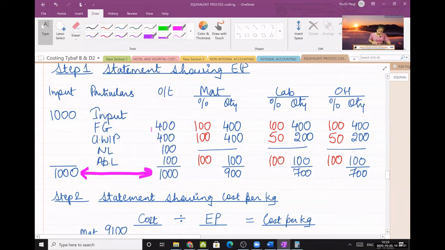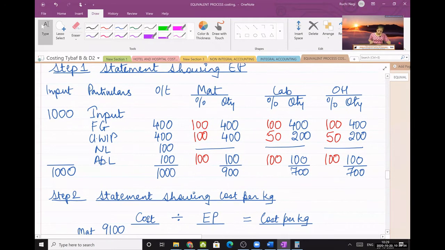How much is the output column? 400 plus 400 is 800. 800 plus 100 is 900. 900 plus 100 is 1000. It has to be equal. Now total the material part. 400 plus 400 plus 100, 900. 400 plus 200 plus 100, 700.